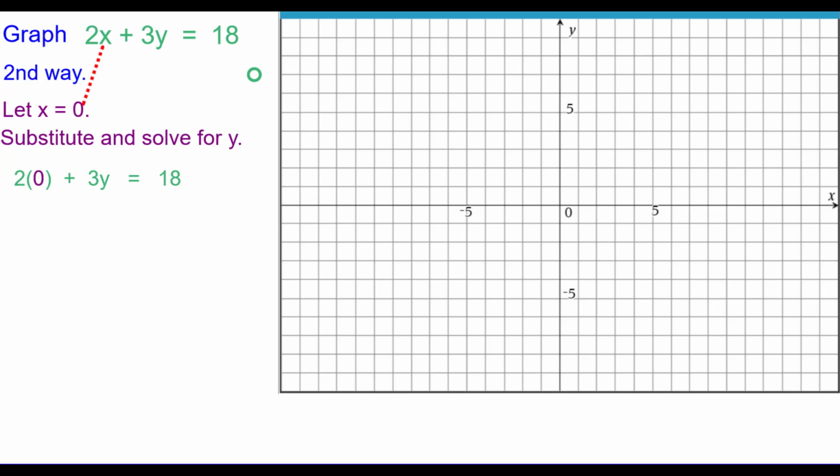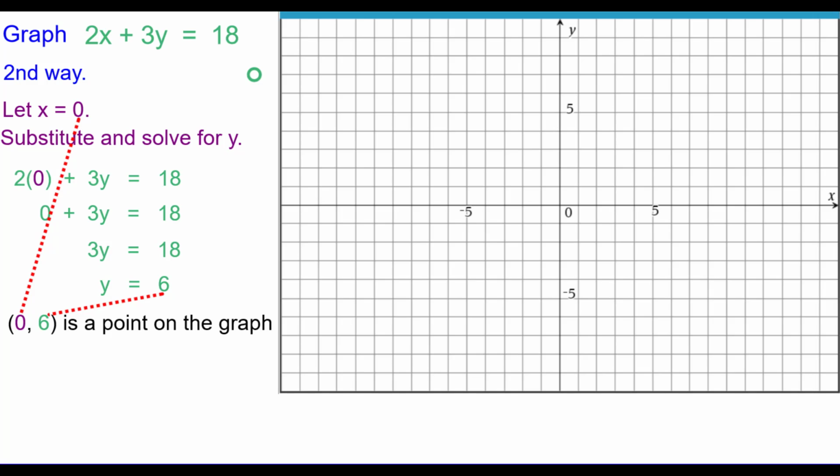So substituting 0 in for x, 2 times 0 is 0. 0 plus 3y is 3y, and then we divide both sides by 3 and get y equals 6. So the ordered pair is 0, 6. Again, press pause if needed. We'll plot 0, 6, and there it is on the y-axis.